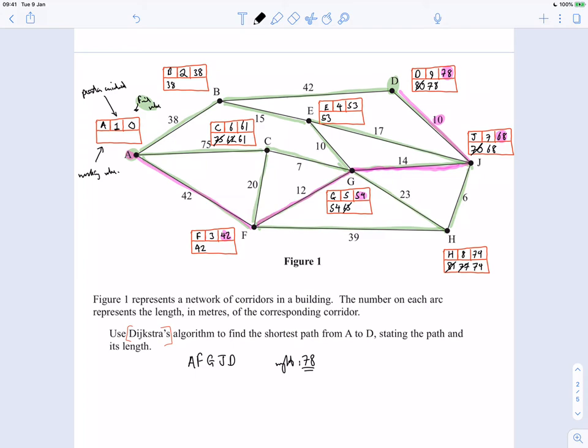Okay, so use Dijkstra's algorithm to find the shortest path from A to B, stating the path and its length. Well, the path is A to F to G to J to D, and the length of that path is 78. Okay, that's pretty much Dijkstra's.